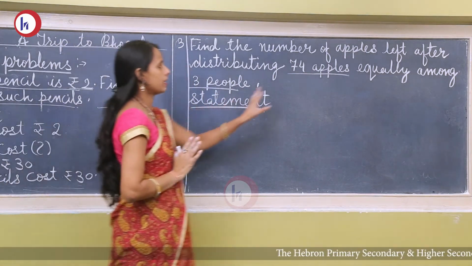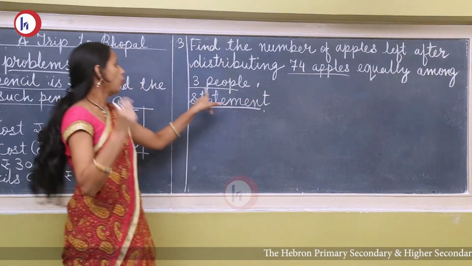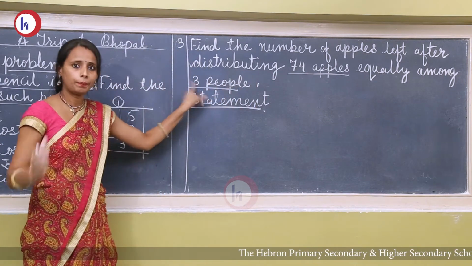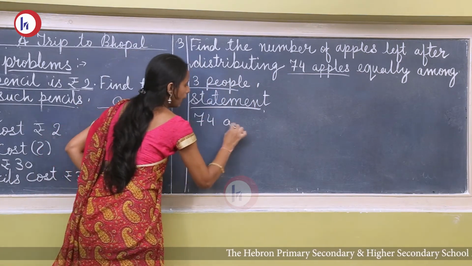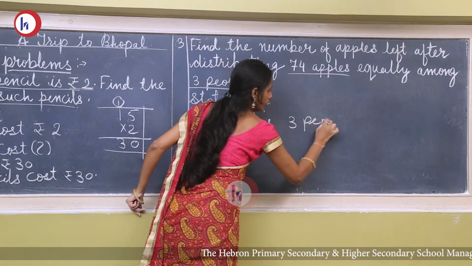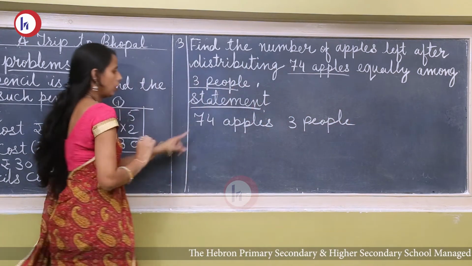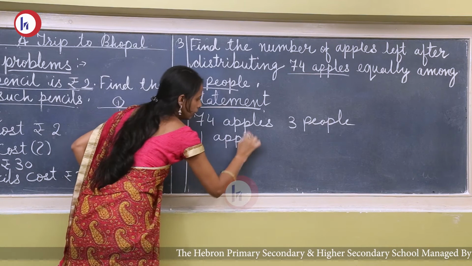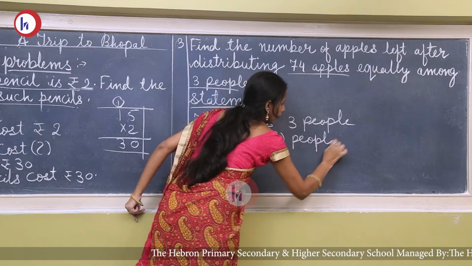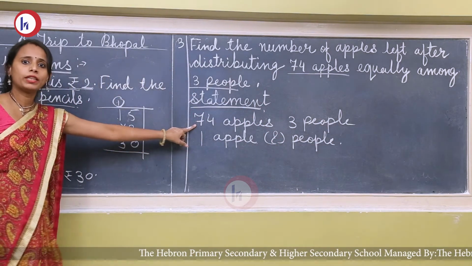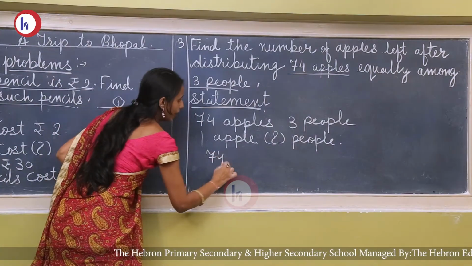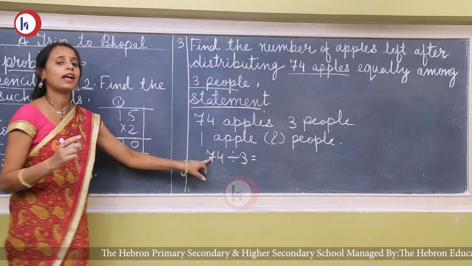First of all, how many apples are there? 74 apples. And how many people? 3 people. So 74 apples will be distributed among 3 people. So 74 apples, 3 people. So 1 apple, how many people? Okay. Here the value of more is given and the value of 1 is asked. So 74 divided by 3. First of all, we have to do division.